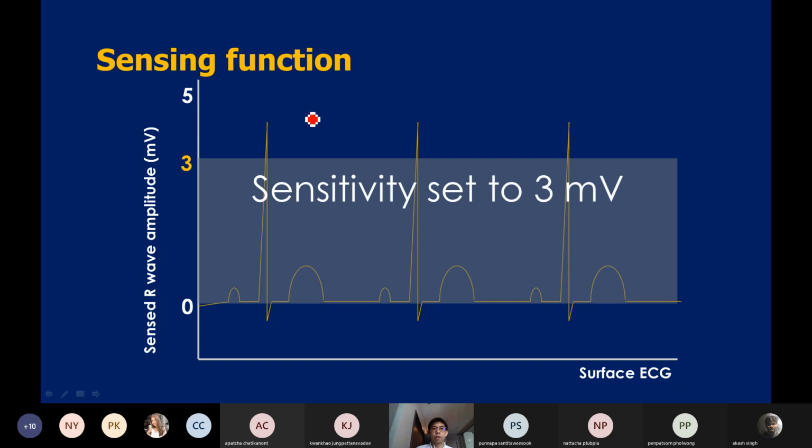There is another word. This is the sensing function. There is another word when we program the pacemaker. We would use the word sensitivity setting.